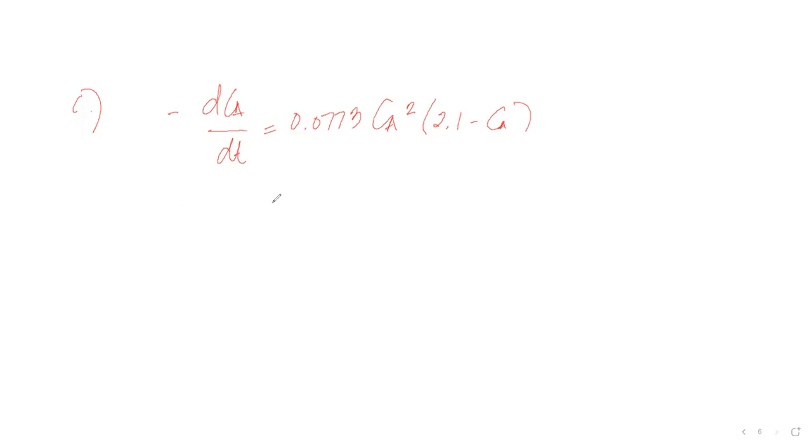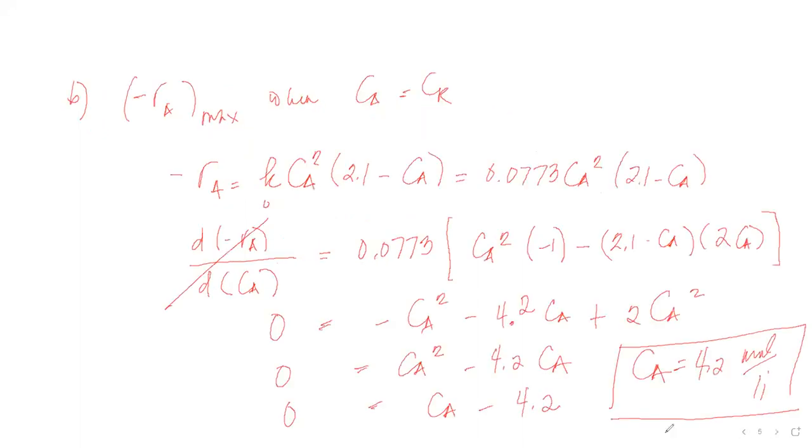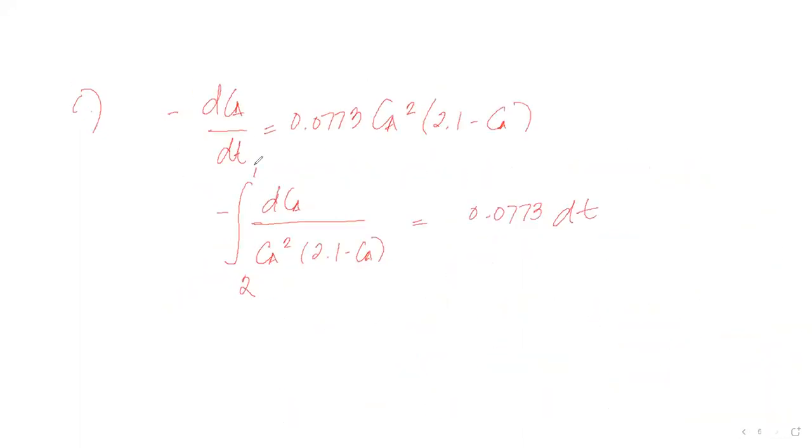So you will set up your integral again like this, and you will have 0.0773 dt. Yes, rate equation, correct. Very good. So you will place here, starting with an initial concentration of 2 and a concentration at the maximum rate, which is 4.2. That's your final here. And you have here 0 to t. So you will have t as the remaining unknown.